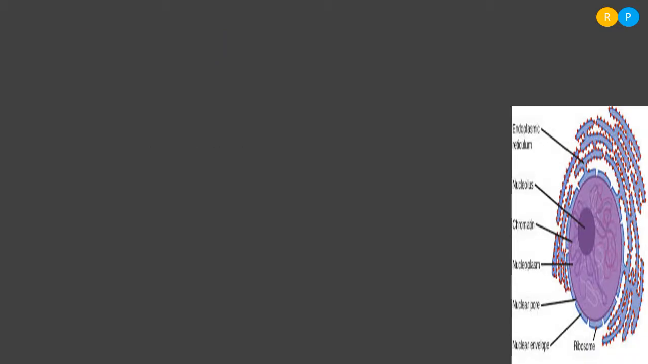Yes, we are left with one more cell organelle to study, that is the nucleus. So the nucleus is a very essential cell organelle found in the eukaryotic cell. The presence of a nucleus is one of the distinct characteristic features of the eukaryotic cell, because in prokaryotes there is no nucleus.